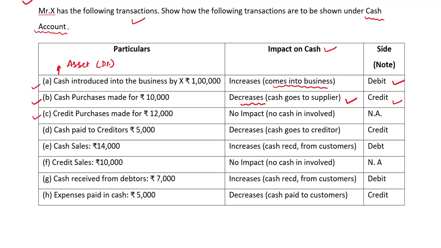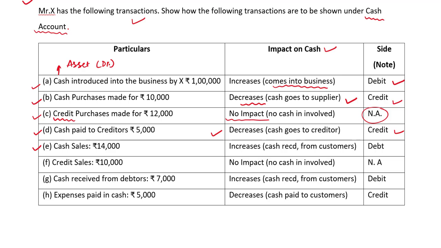Let's see this C point, that cash purchases made for $12,000. Again, Mr. X has made purchases. In that case, what will happen? So in that case, if you could just see, Mr. X had made credit purchases and not cash purchases. If you made credit purchases, there is no impact. Basically, there is no impact on cash over here. Let's move to point number D, cash paid. You had paid the cash, so there would be a decrease in cash and the balance would be credit.